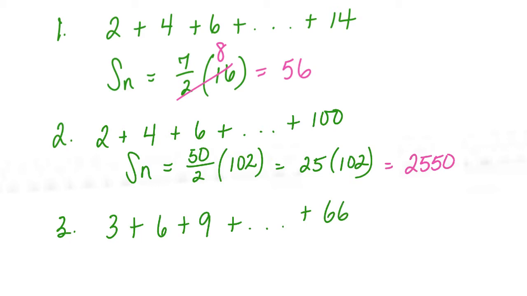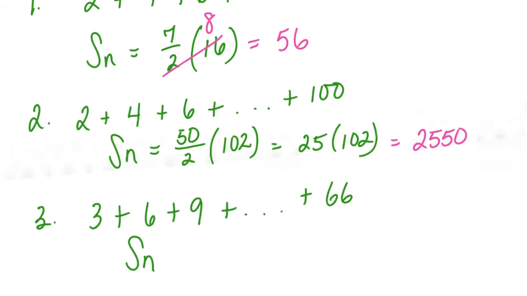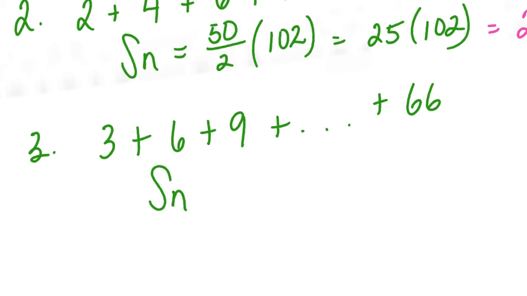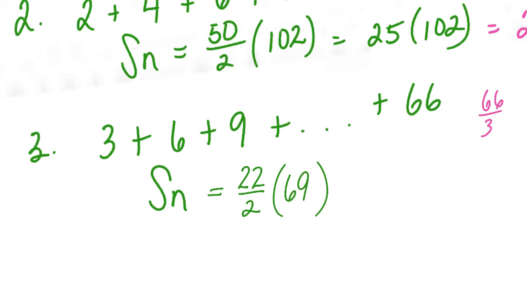So now I'm going up by 3, so I need to find the sum of the numbers. How many terms do I have? Really it's 1 to 66 going up by 3s. So can I just take 66 divided by 3, and that's my number of terms? Yes, I have 22 terms divided by 2. And if I add the first and the last, 3 plus 66 is 69. And my answer is, good, 759.